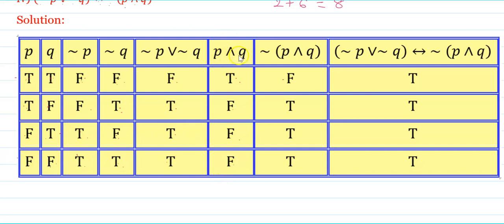Now the negation of T, F, F, F. Okay, negation of T is F. Negation of F is T. Negation of F is T. Negation of F is T.